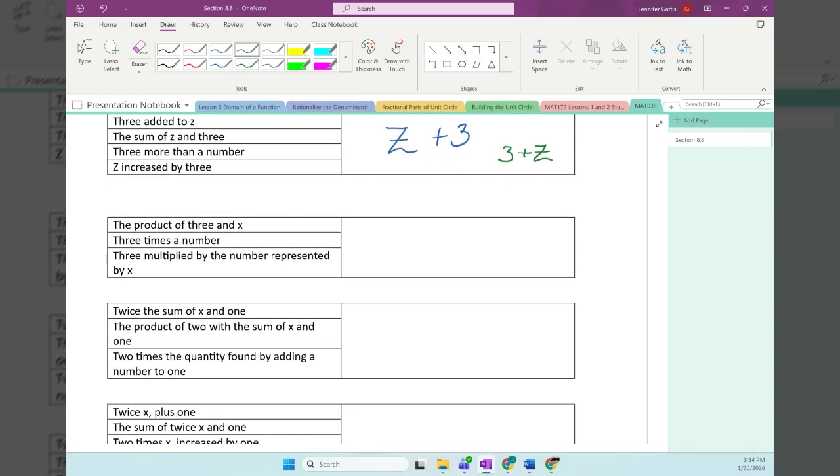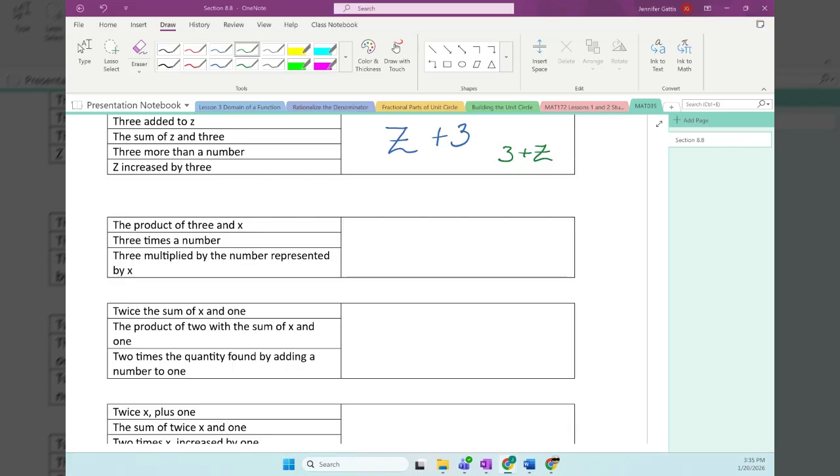Our next one is the product of 3 and x. 3 times a number. 3 multiplied by the number represented by x. What operation do you feel is being used here? Now that you've given a guess on what operation, what do you think the algebraic statement would be for these three English statements?